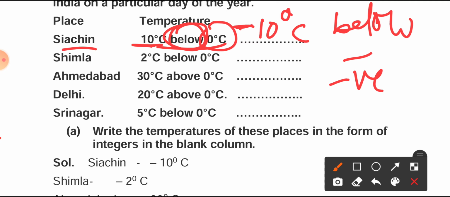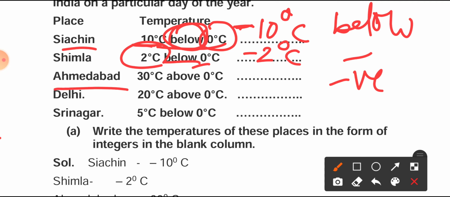Then Shimla 2 degrees Celsius below 0 degrees Celsius. Again you can see that the temperature is less than 0, by how much? 2. So again below is given, it means -2 degrees Celsius.